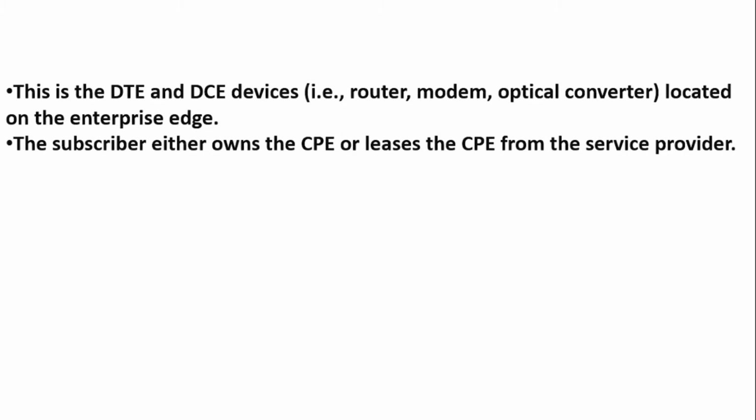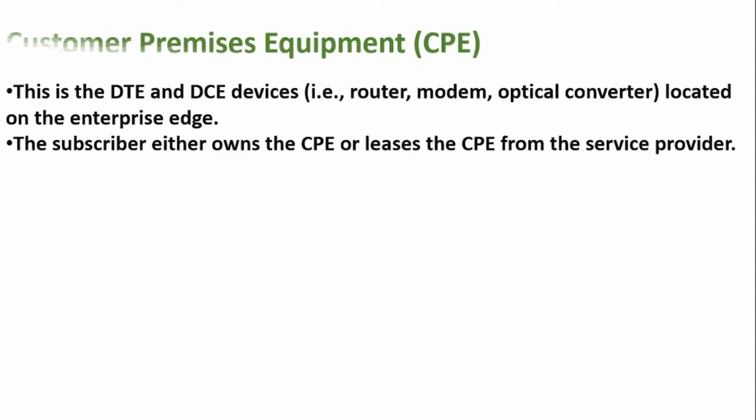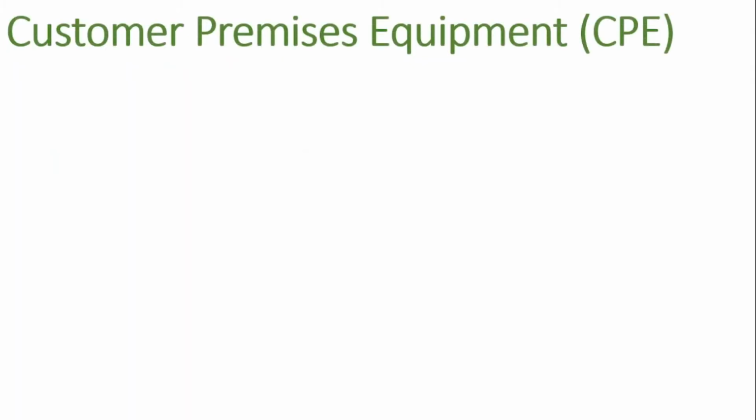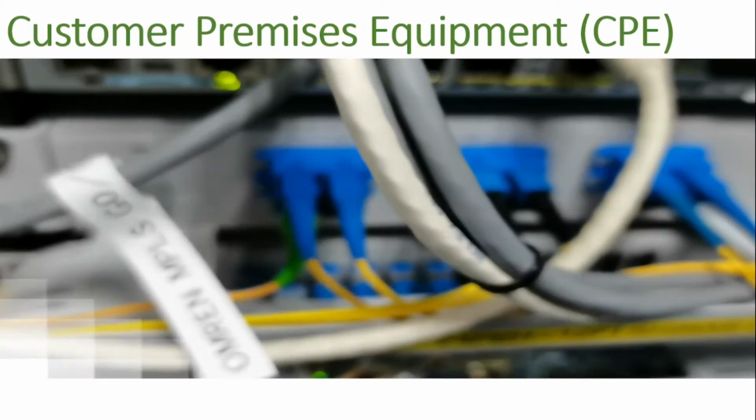Okay, this is the DTE and DCE devices, router. The subscriber either owns the CPE, the customer premises equipment, or leases this CPE from the service provider. To show you the customer premises equipment in actual design, the CPE is actually the fiber optics converter.